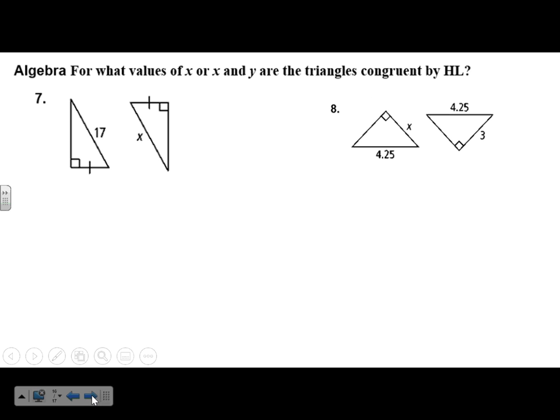For what values of x or x and y are the triangles congruent by hypotenuse leg? Again, we kind of did this earlier: what would the x and or y be to make sure they're congruent? Well, this one, the hypotenuse is x. This one, the hypotenuse is 17, so x would have to be 17. If it was 17, then hypotenuse leg: it's a right triangle, and we know the leg. This one, you know the hypotenuses are congruent because they're both 4.5. We know it's a right angle, so this leg has to be congruent to this leg, which would be x has to be 3.